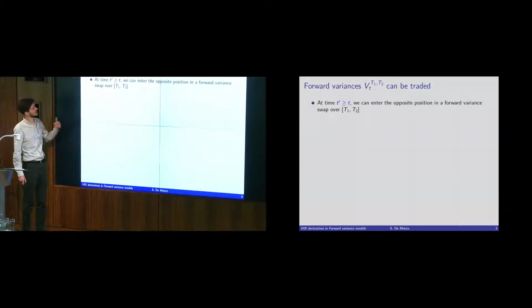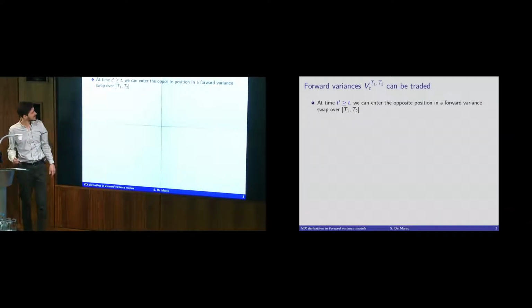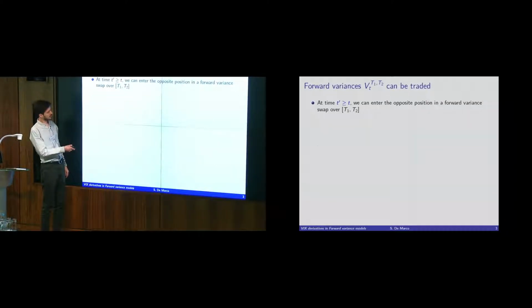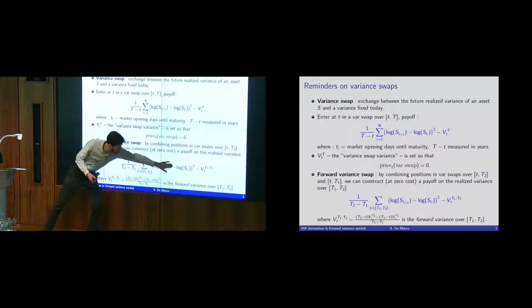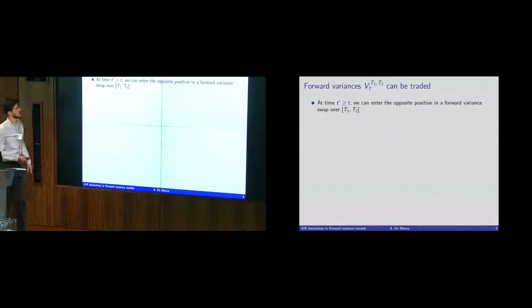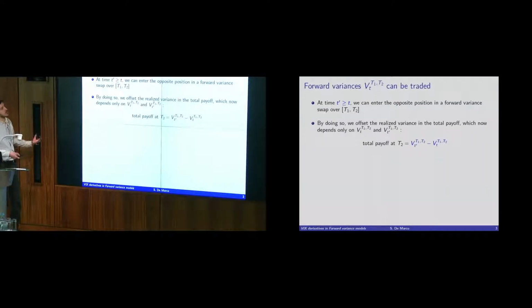What do we mean by that? So quickly, we mean that if at time t prime, and as I promised, the picture is getting more complex, at time t prime, after t, we enter the opposite position in forward variance swap, okay? So you had a contract that gives you the realized variance over T1, T2. Well, enter the opposite contract that asks you to pay the realized variance over T1, T2, okay? Well, this precisely offsets the realized variance that we had before, okay? So you have a net position where this is gone, and you are only left with the difference of these forward variances, right?